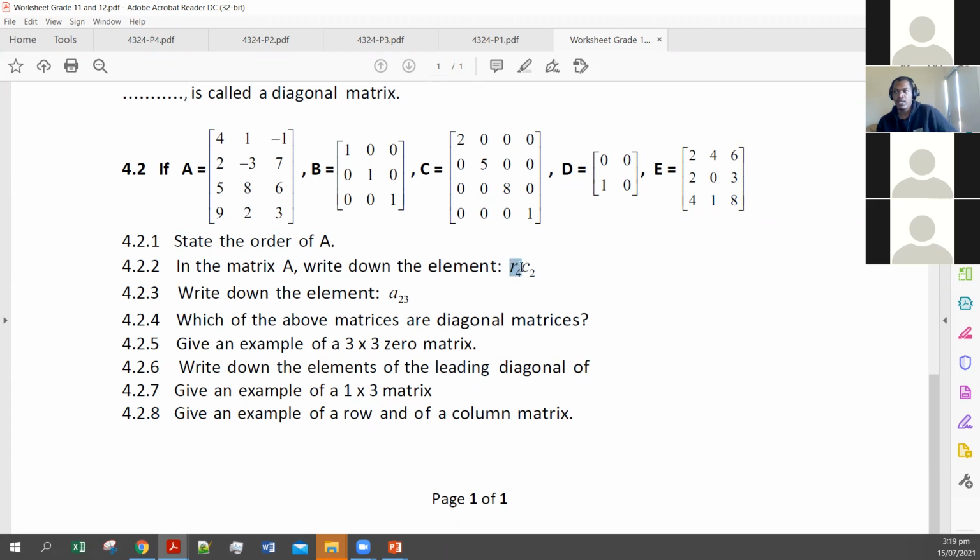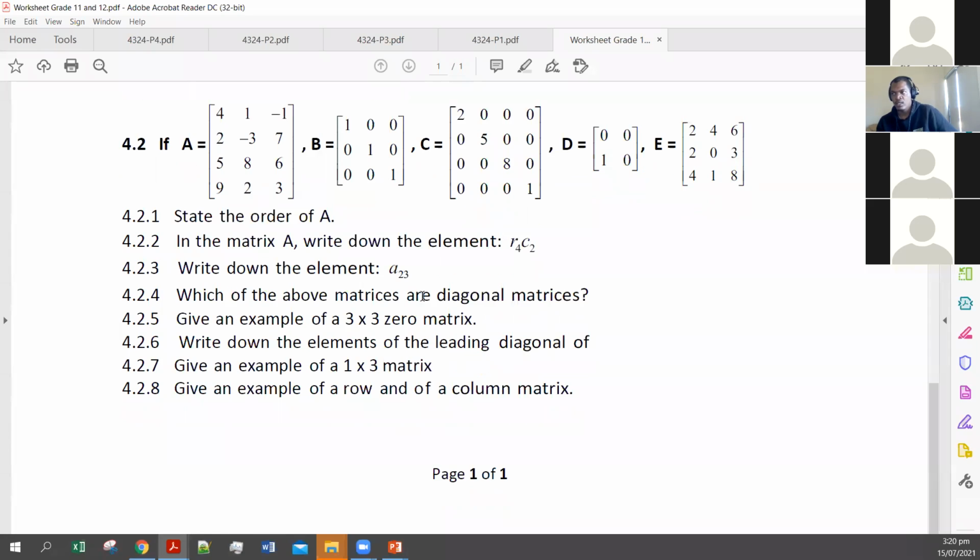You can see now I'm talking about R and C's. Write down the element A23. We are still talking about the first matrix and so forth. Which of the above matrices are diagonal matrices? This is an additional question that you can just try to figure out for yourself. Give an example of a 3 by 3 zero matrix. Let's just write down a 3 by 3 zero matrix. Write down the elements of the leading diagonal.